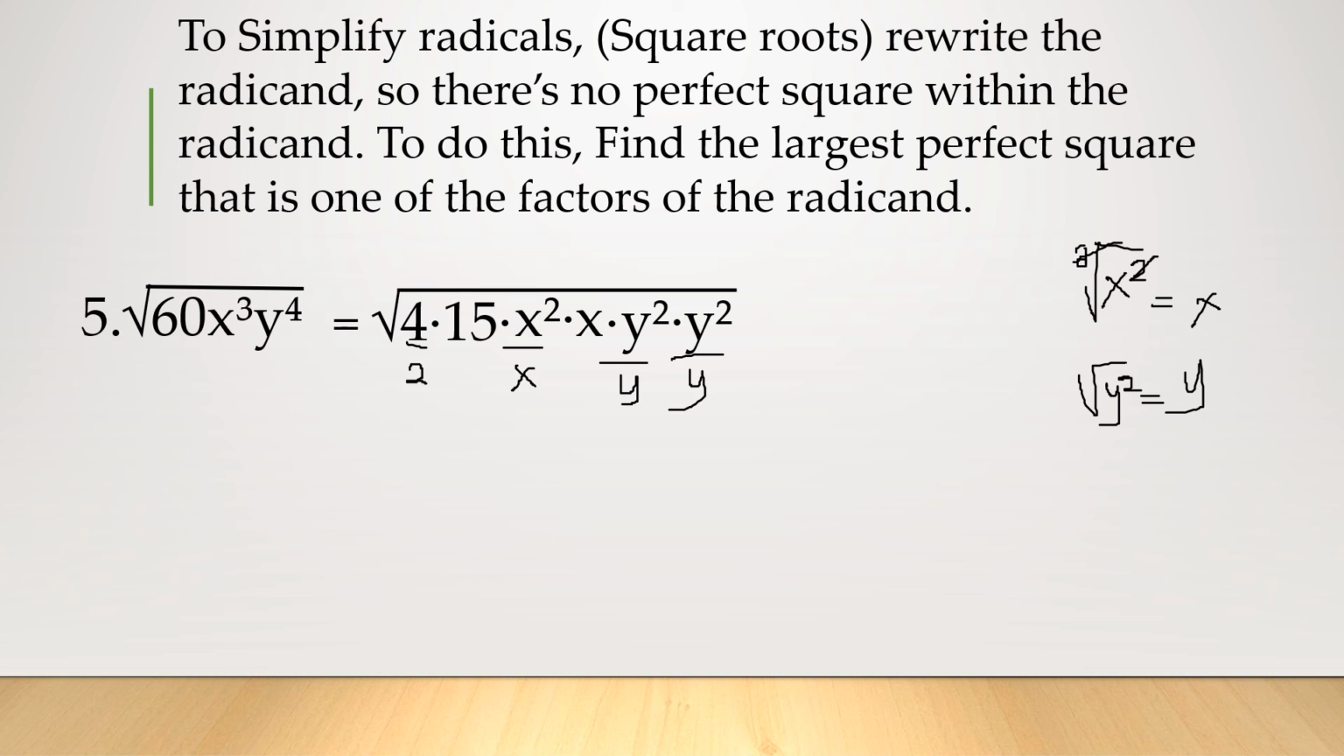So I can bring this outside the radical sign. So that is now equal to 2x then y squared, because y times y, that is y squared. Then what is left inside now is 15 and x. So that is inside the radical sign. That is square root of 15x. So the final answer now is 2x y squared times the square root of 15x.